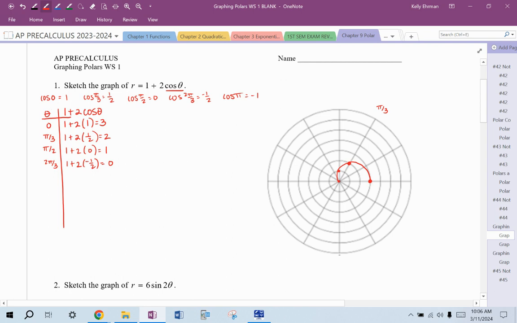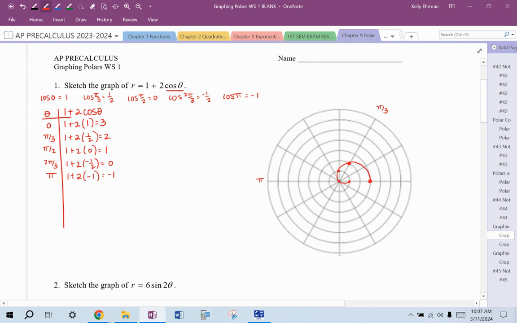All right. And then the next point that I'm going to plug in after 2 pi over 3 would be pi. 1 plus 2 times cosine of pi is negative 1. 1 minus 2 is negative 1. So when we face pi, we go backward 1 unit. We're right here. And I know that this dips below the axis because, again, we have to spiral counterclockwise. So think about a spirograph. You have to go in this order. It's not going to go like this and then bump up like that.